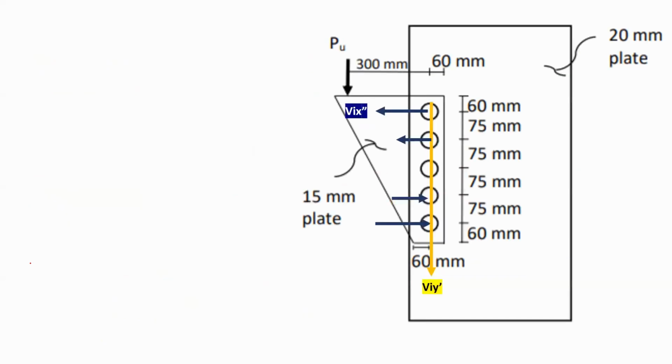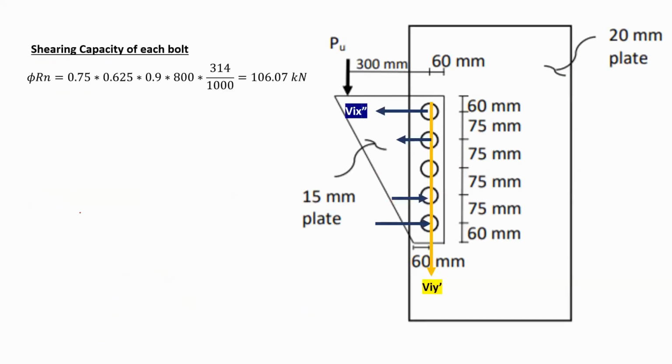So in order to do that, the shearing capacity of each bolt has to be calculated first: 0.75, that's my phi, multiplied by 0.625 by 0.9, threads excluded, multiplied by 800, the ultimate for the bolt, and 314 divided by 1,000, that's the area of one bolt. From here, the shearing capacity of each bolt would be equal to 106 kilonewtons.